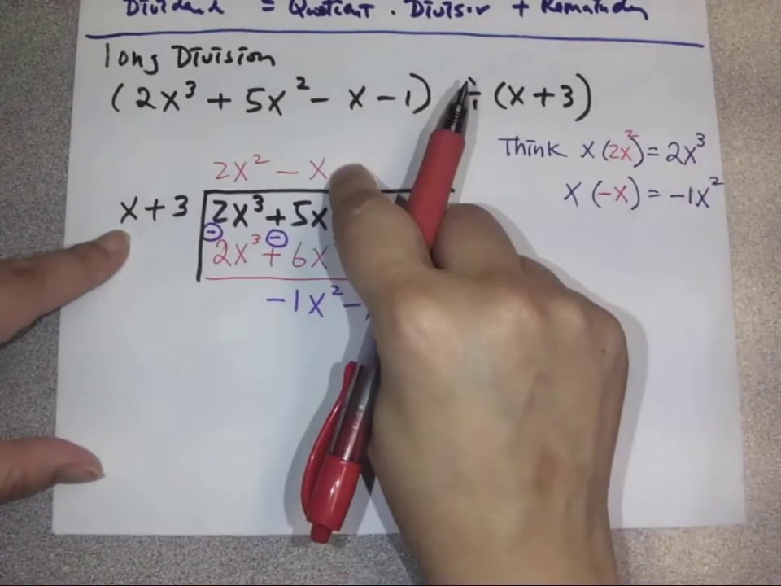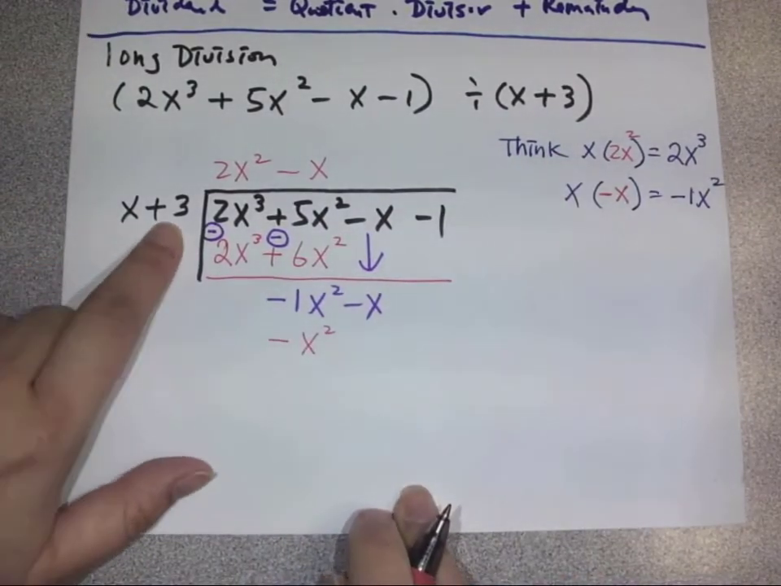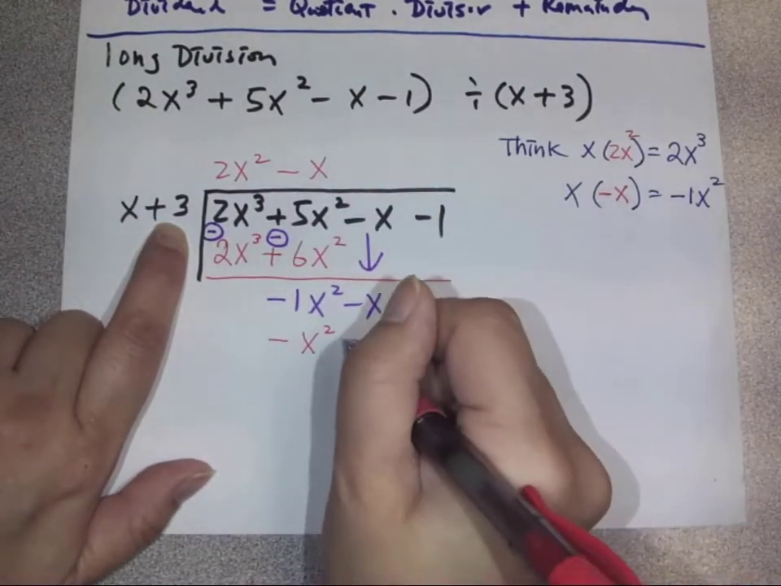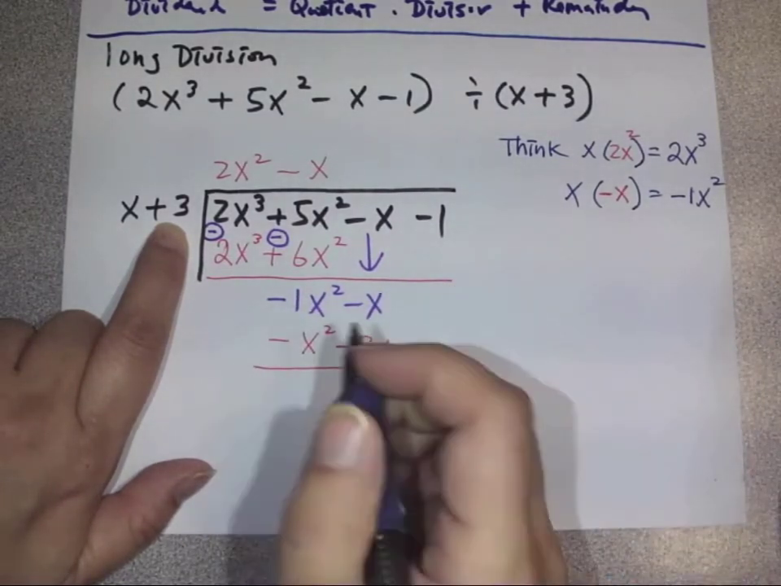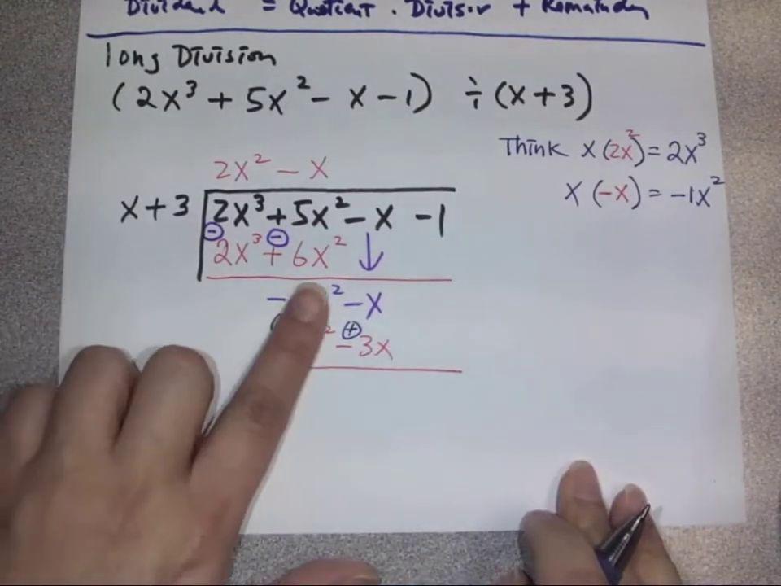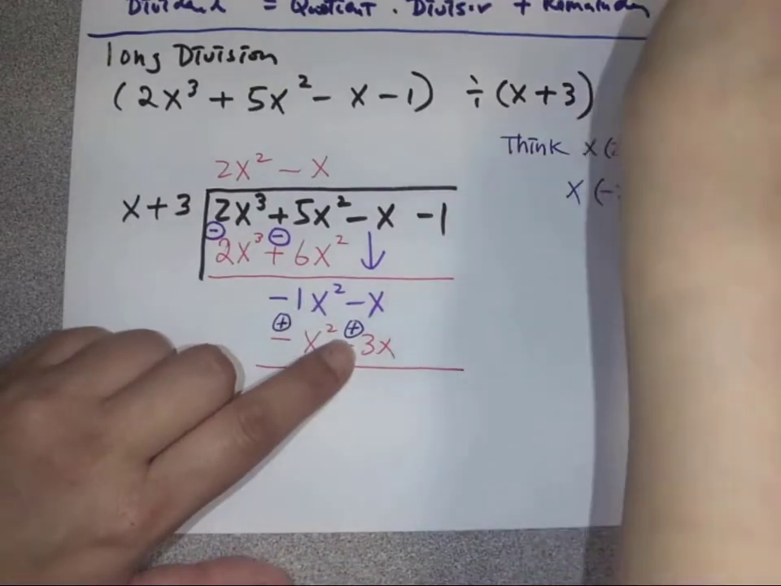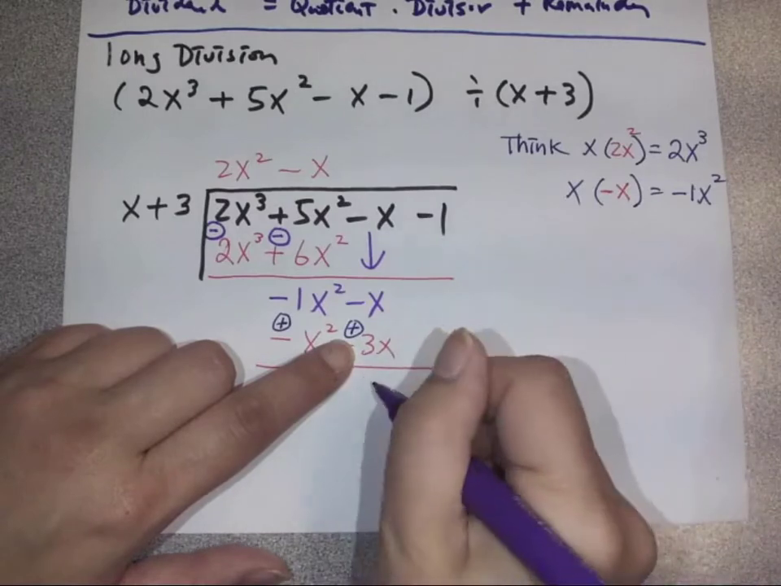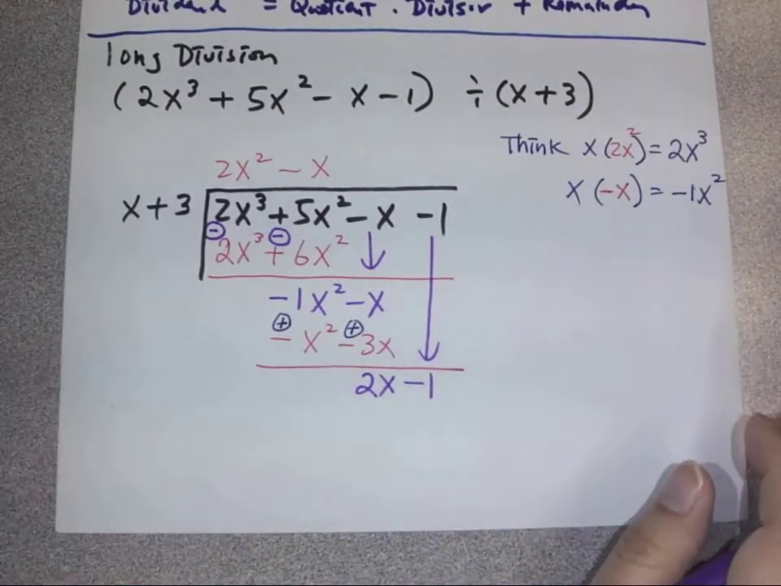Okay, so x times negative x is negative x squared, right? It should match. That's what we want. And 3 times negative x is negative 3x. Remember, we need to do what? Change the sign. So this is gone. Negative 1 plus 3 is 2x. Bring down the very last term, minus 1.